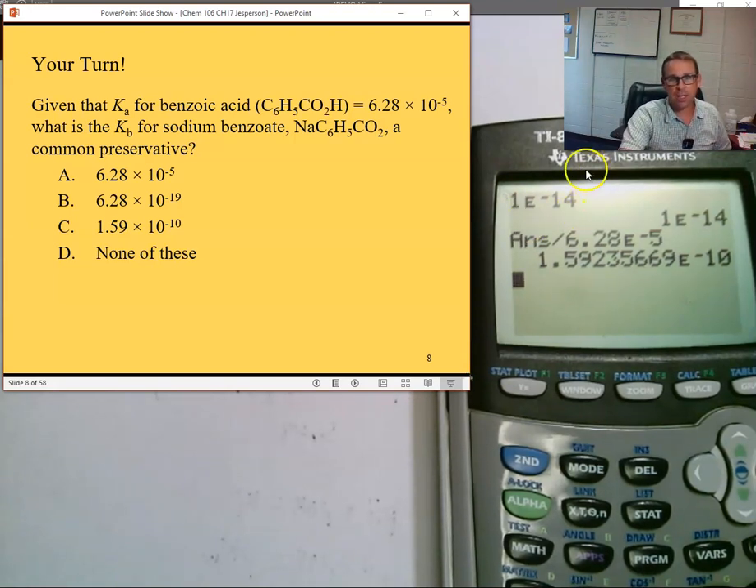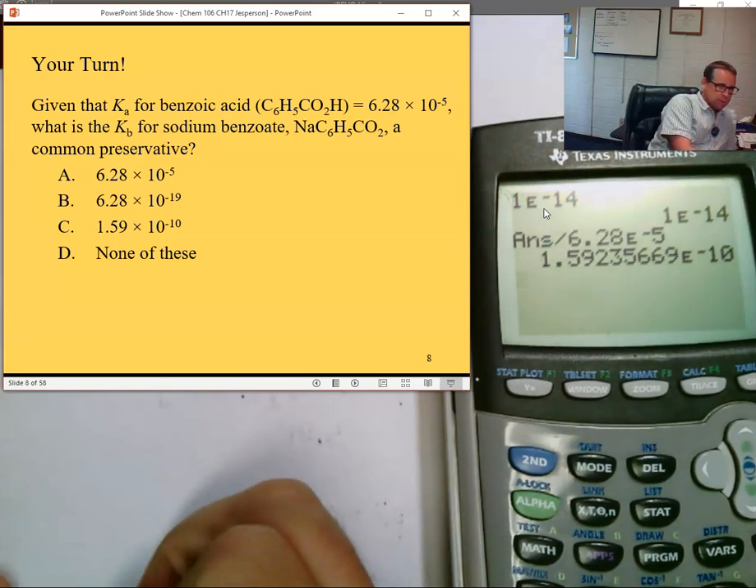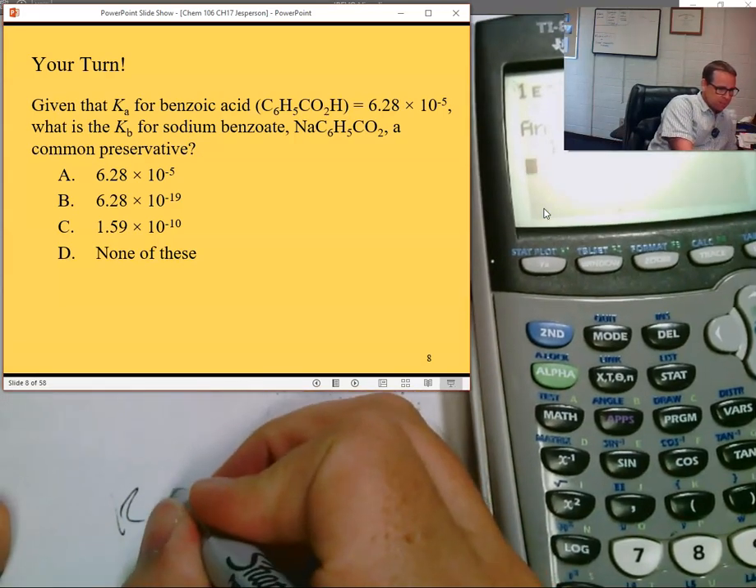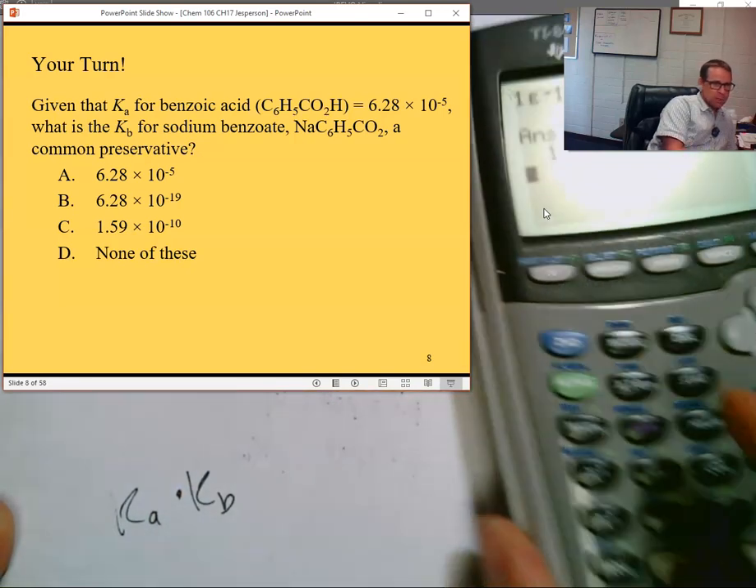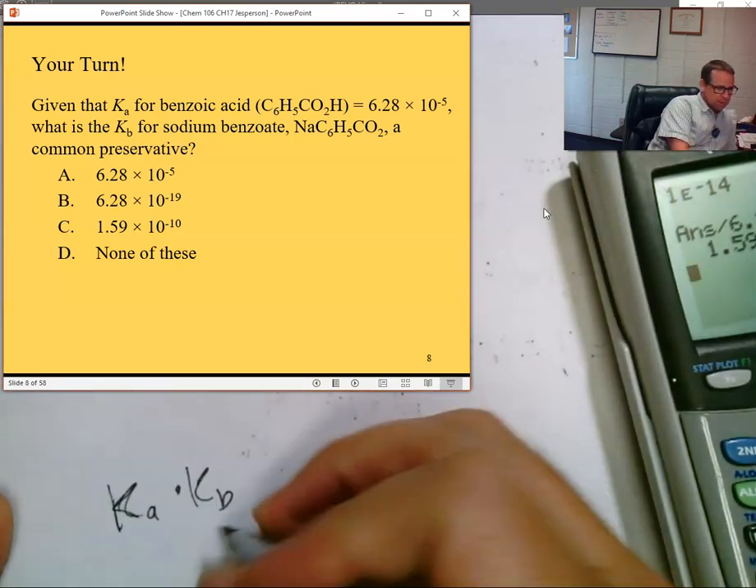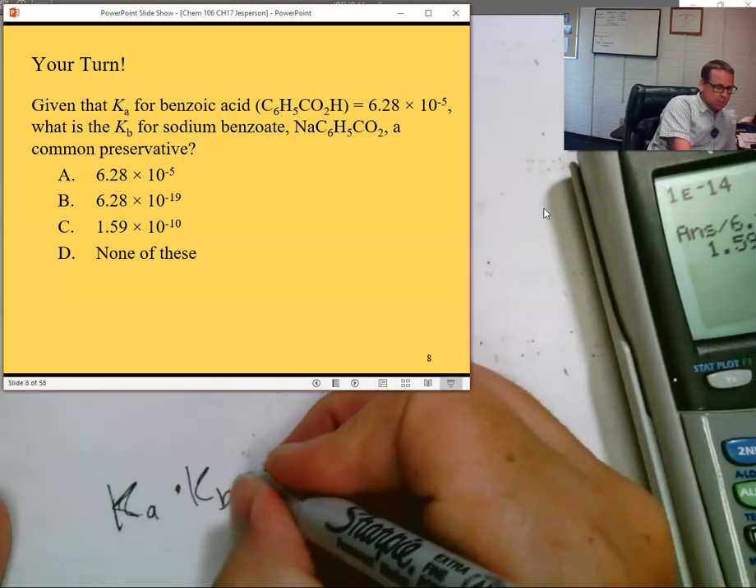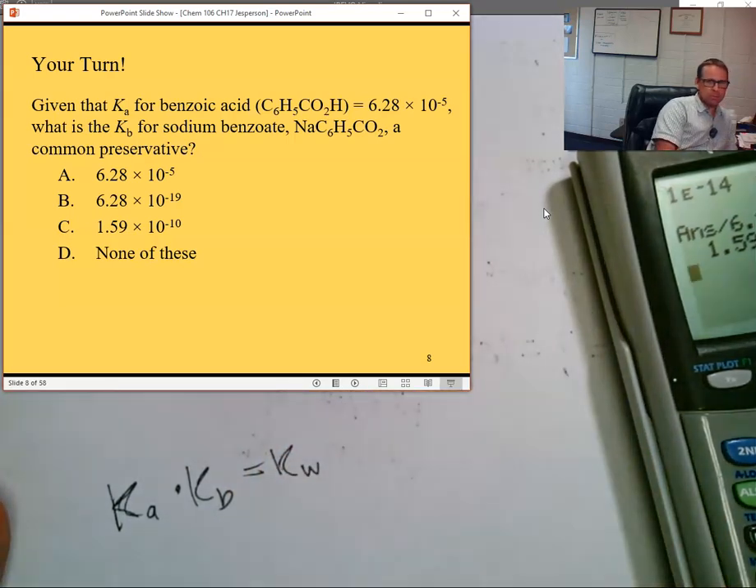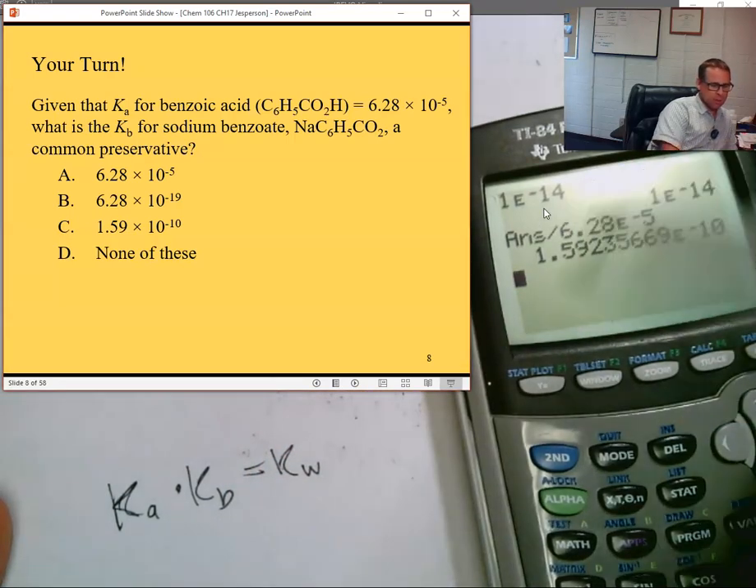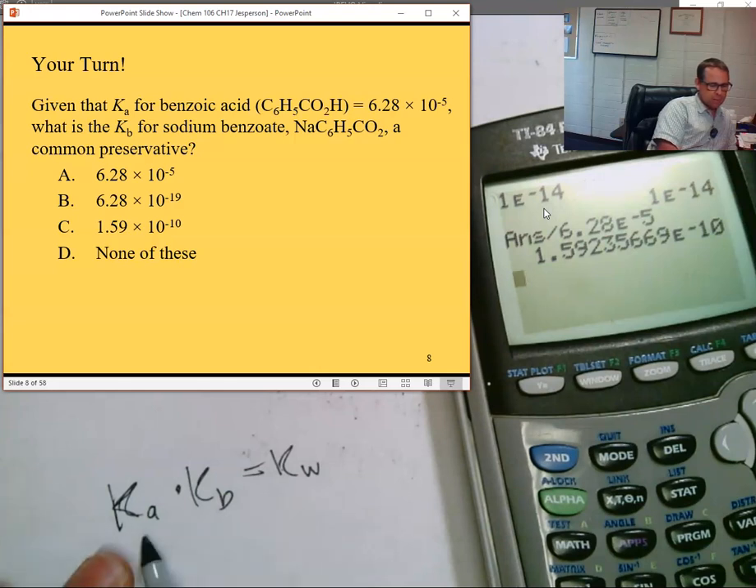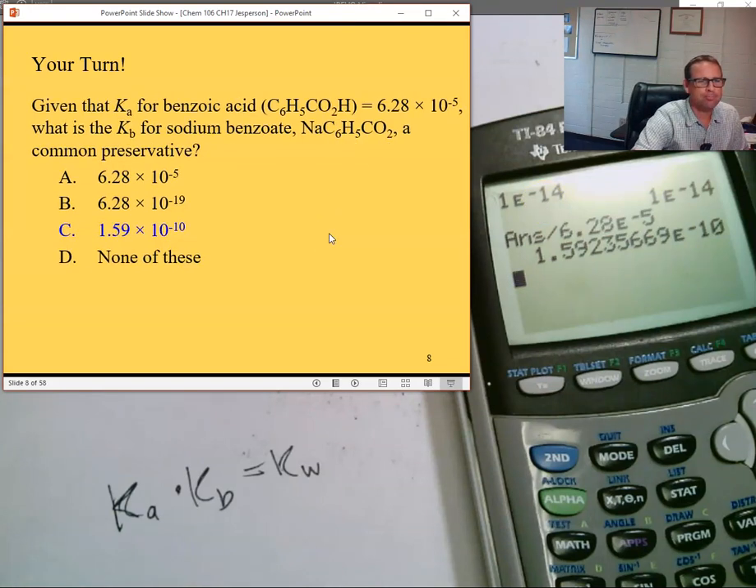So we took our Kw, and we knew that Ka for any given acid, times Kb for that acid's conjugate base, will equal Kw. So 1 times 10 to the minus 14 was our Kw. We divided it by Ka, and then the result was our Kb. Okay, very good.